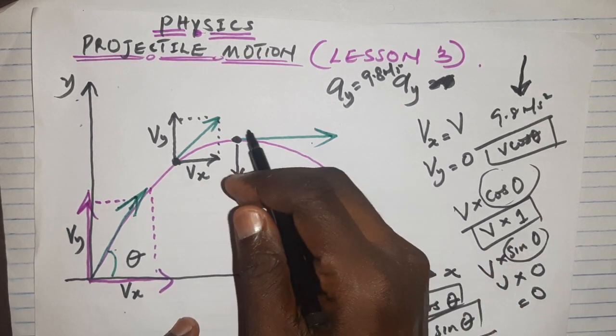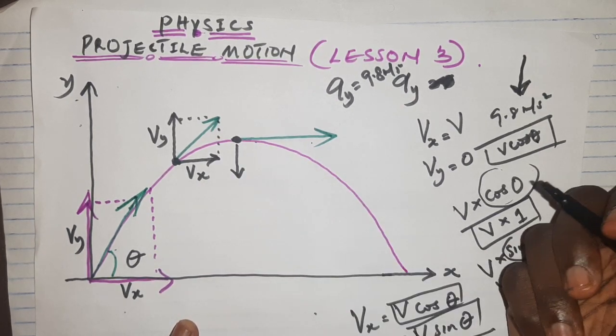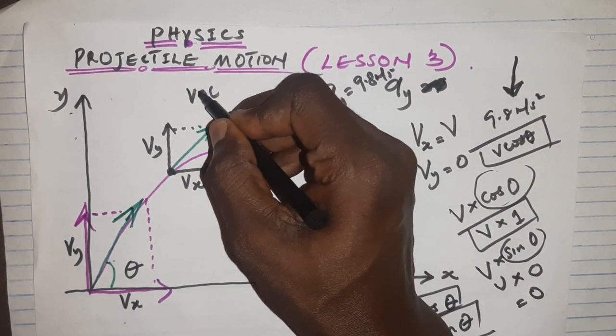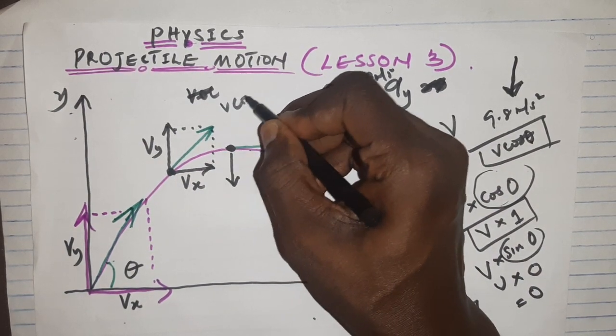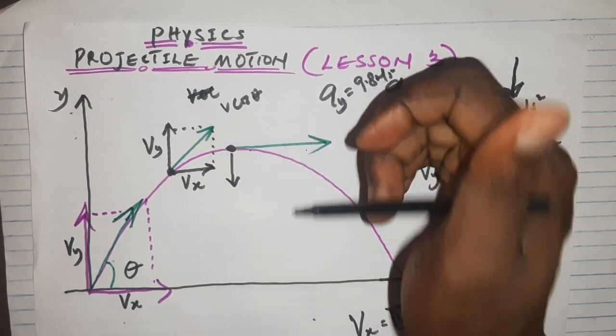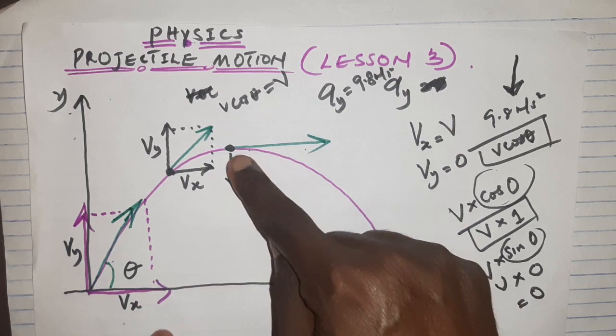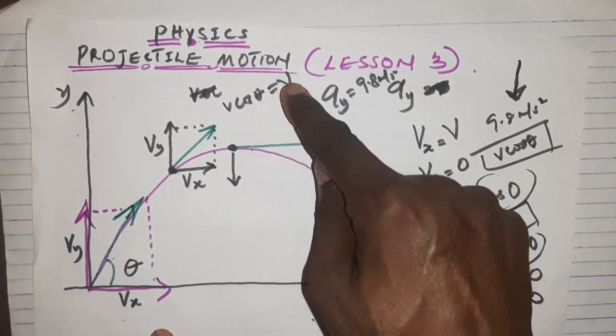So that means that the horizontal component of the velocity will have a value. It's not going to be 0. The v cos theta, which is the horizontal component, will now be equal to v. That's the resultant velocity at this point in time.